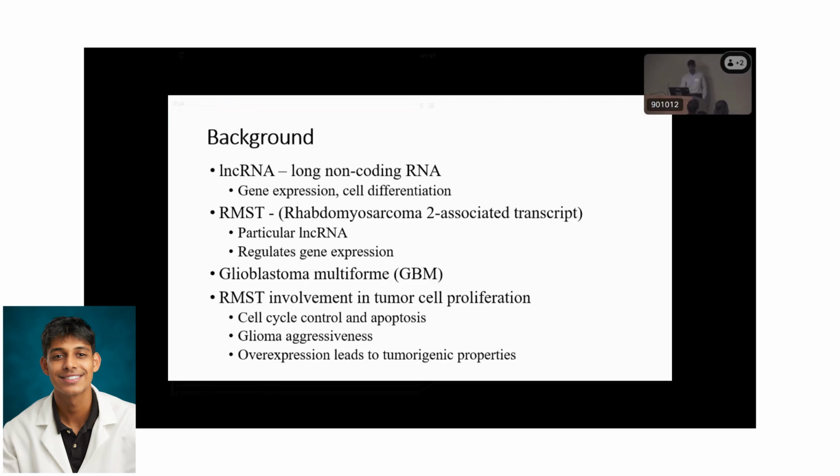So glioblastoma multiforme is a type of cancer of the brain and spinal cord. It is a grade 4 tumor of the central nervous system, and it's highly aggressive and proliferative and associated with poor outcomes for patients. Studies suggest that RMST is involved in tumor cell proliferation. RMST regulates cell cycle control and apoptosis. RMST levels correlate with glioma aggressiveness, and RMST overexpression leads to tumorigenic properties.